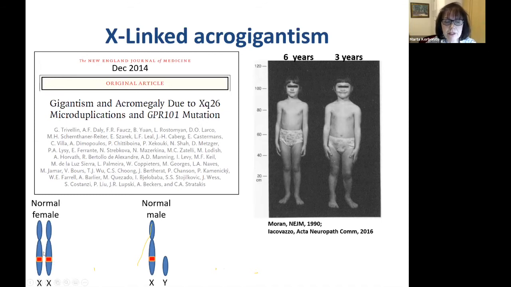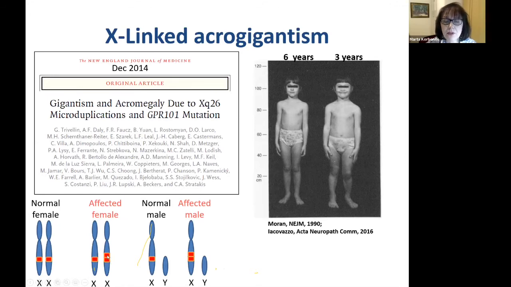So a normal female will have a copy on each of the X chromosomes, and a normal male will have just one copy. But if you have this disease, then on one of the X chromosomes, this gene is duplicated. So altogether, a female person would have three copies of this gene, and a male person would have two copies. And here I show you a photograph of siblings. This is a healthy 6-year-old girl, and the little sister you see is exactly the same height, which is unheard of between a 6-year-old and a 3-year-old.